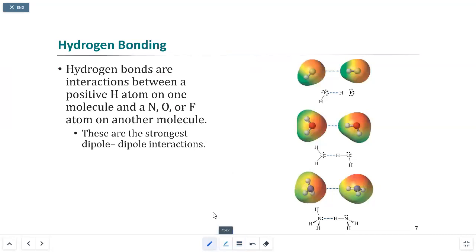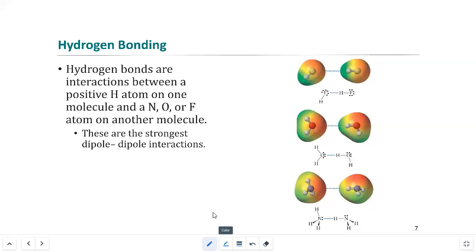Okay, so that's dipole-dipole. Dipole-dipole forces exist in all polar molecules. It doesn't matter what kind of polar molecule it is, it's going to have dipole-dipole forces in it. Now, for some, dipole-dipole is not going to be the only kind of force that exists. Hydrogen bonding is a specialized form of dipole-dipole force.